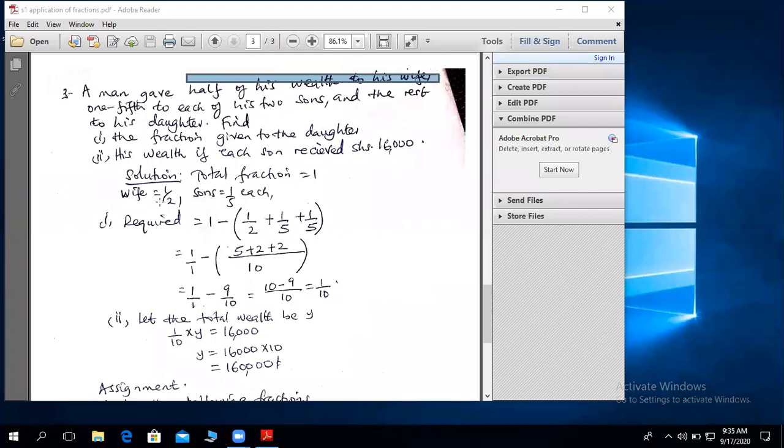Part 2. We find the man's wealth if each son received 16,000. If each of the sons received 16,000, we don't know the total amount of money he had, but we can say let the total wealth be Y.